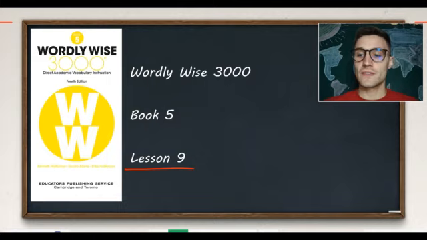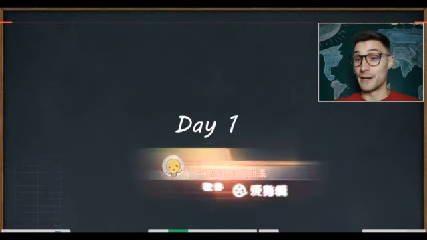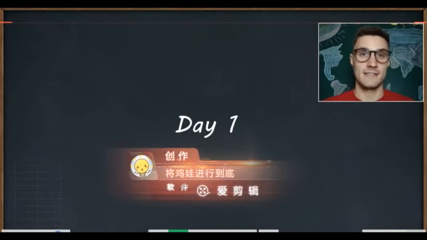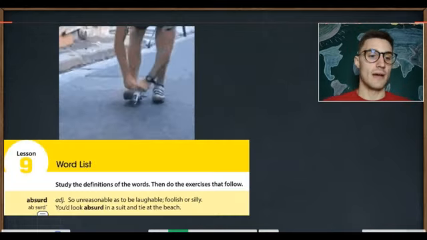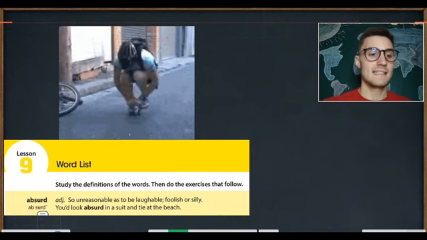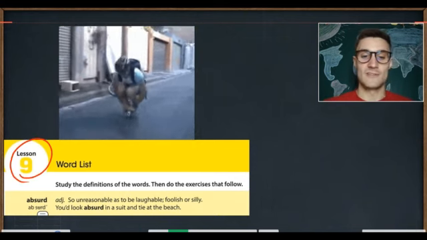Today let's start this lesson with Day 1. In today's lesson, we will need Word List 9. We will look at and talk about the words and their different meanings. So make sure that you have Lesson 9's word list ready.